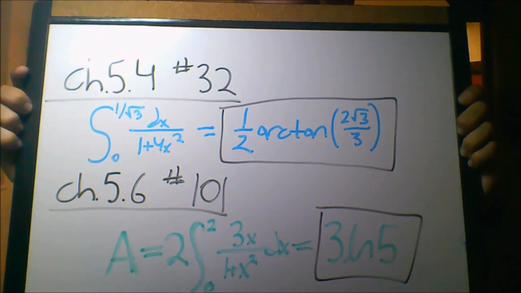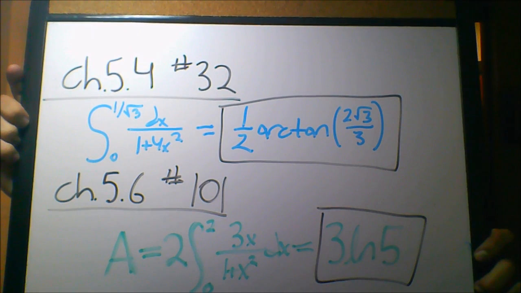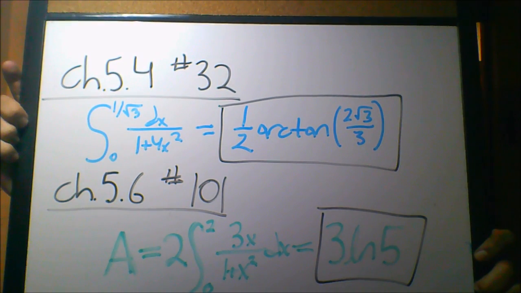Once again, the final answers for these two questions are for number 32 of 5.4, 1/2 arctangent of 2 radical 3 over 3, and for chapter 5.6, number 101, the answer is 3 natural log of 5.